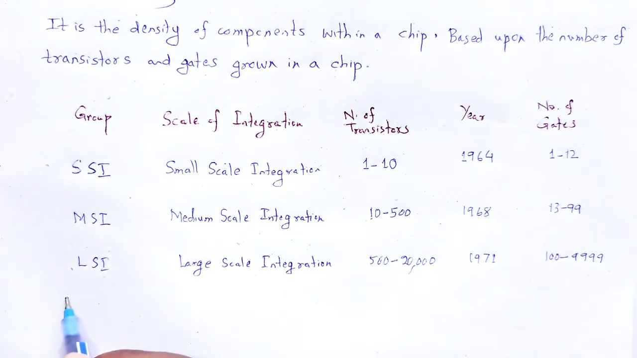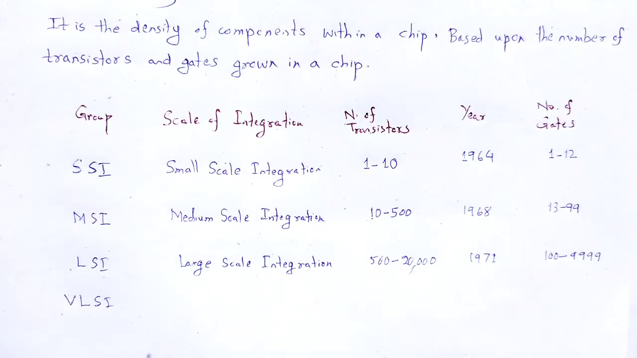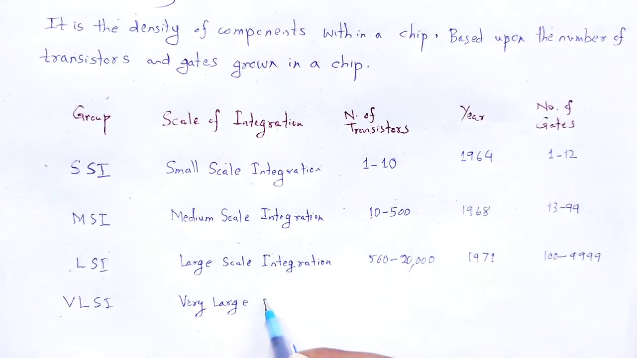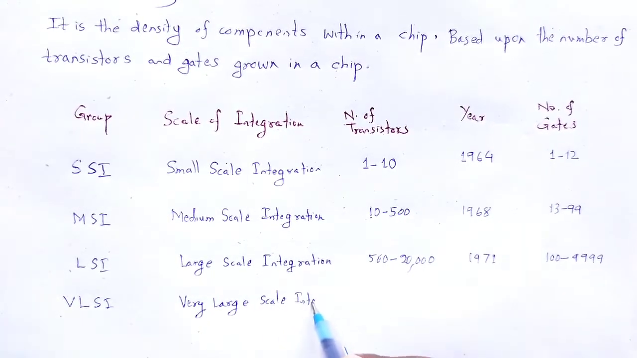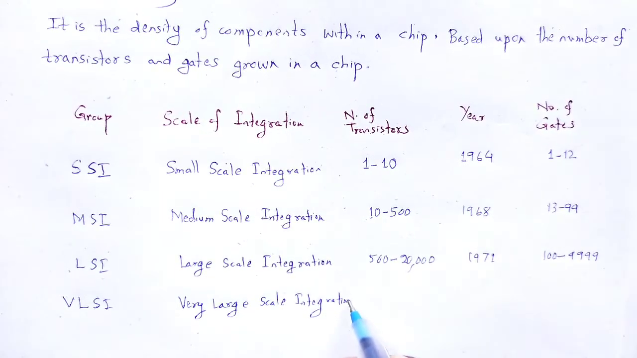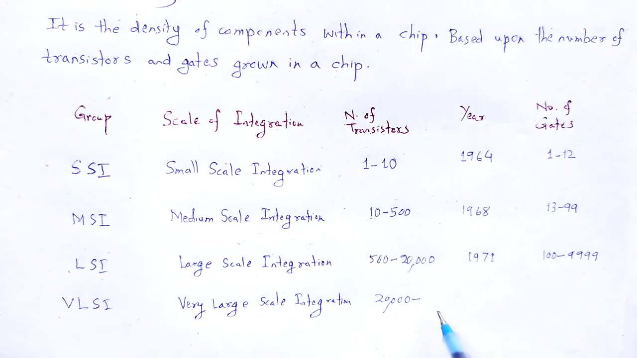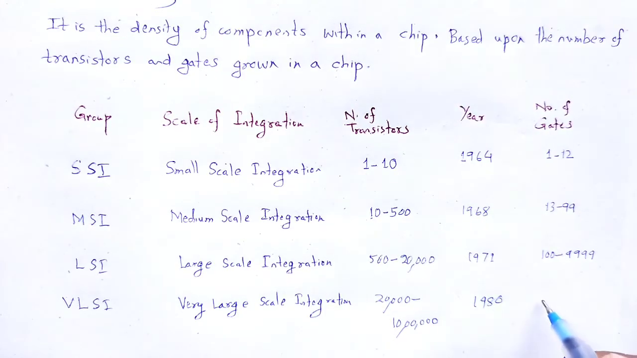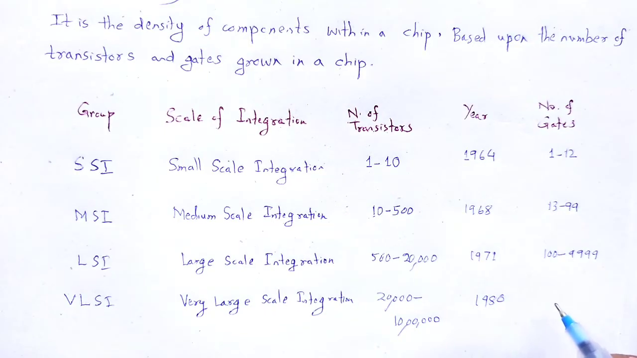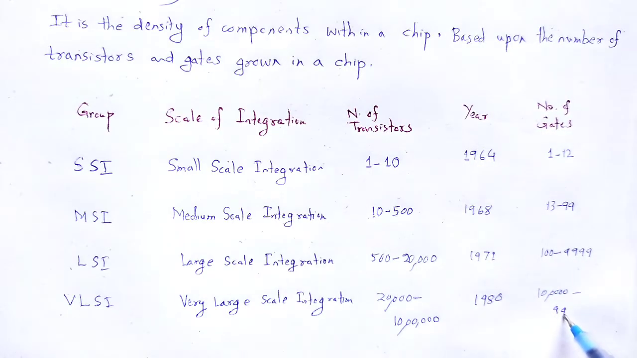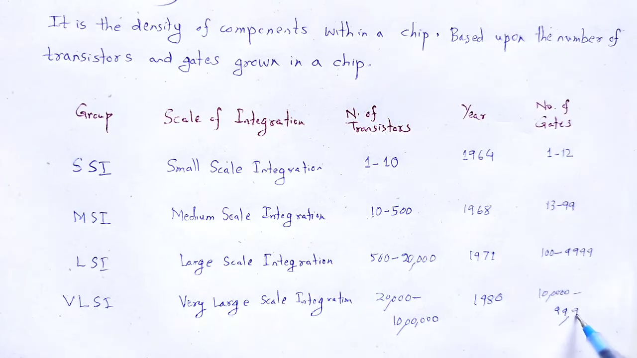Next, VLSI, very large scale integration. That is from 20,000 to 10 lakh transistors, in 1980, with number of gates from 10,000 up to 99,999.